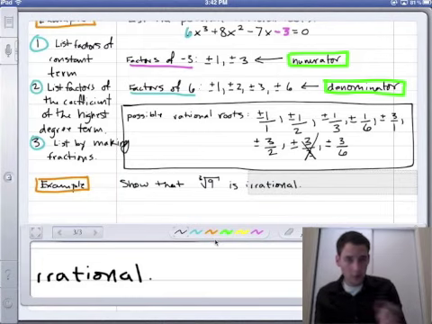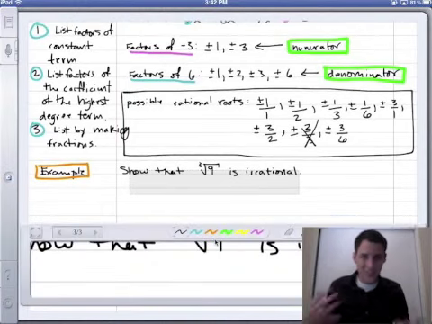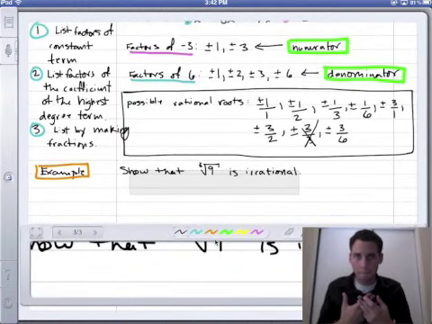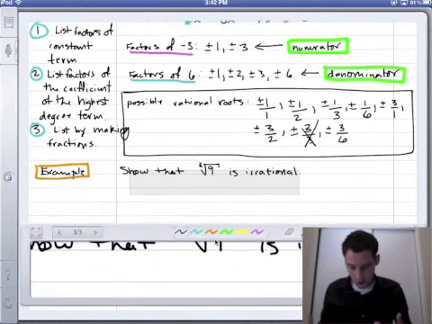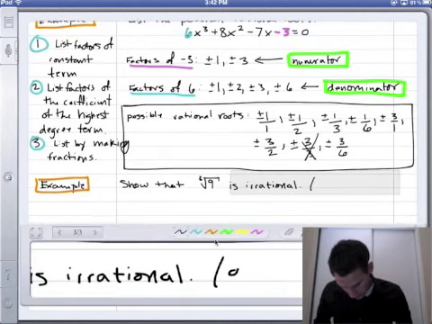So there are ways to prove this without using the rational roots theorem. However, since we just learned it, we're going to use it. Okay? So these are the steps for this type of problem. What you're going to do is make an equation going backwards. So let me write that in parentheses over here. Going backwards.